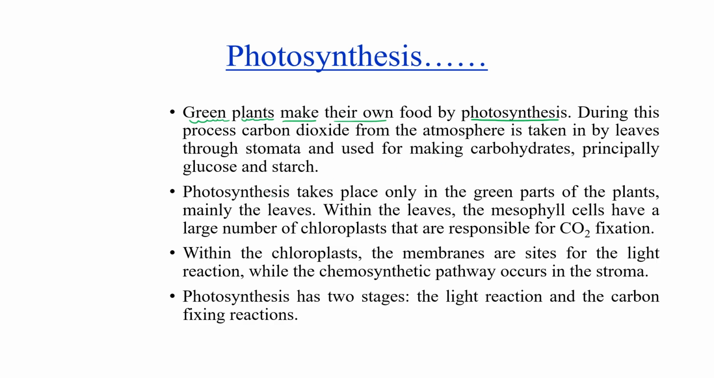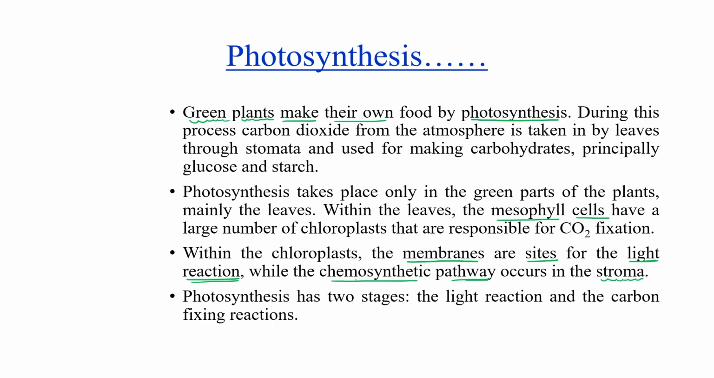This photosynthesis process takes place in the green parts of the plant, mainly the leaves. Within leaves, the mesophyll cells have a large number of chloroplasts that are responsible for carbon dioxide fixation. Within the chloroplast, the membranes are the site for light reaction, and the stroma is the site for dark reaction or biosynthetic pathway, the Calvin cycle.